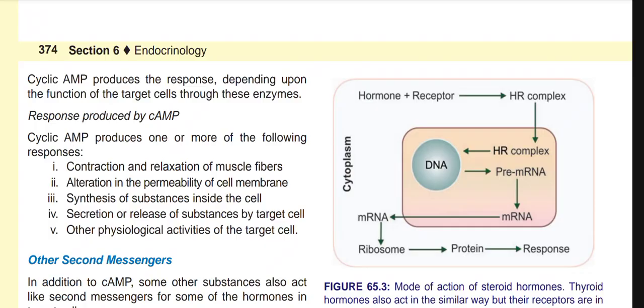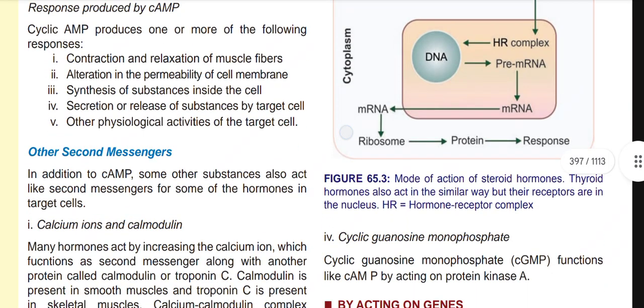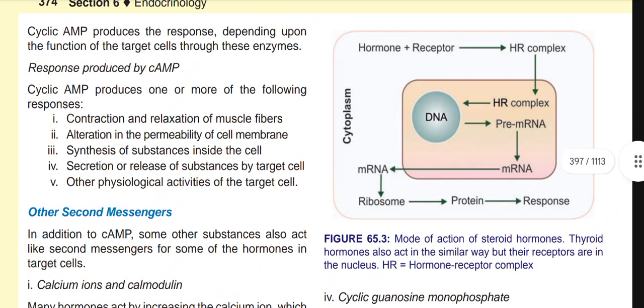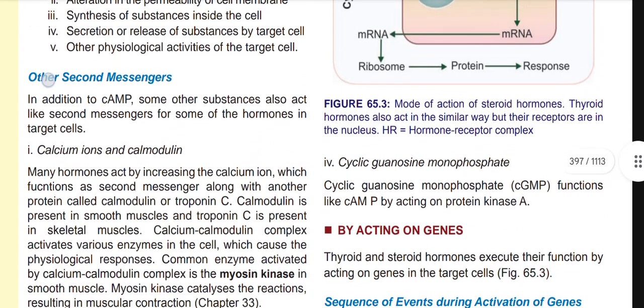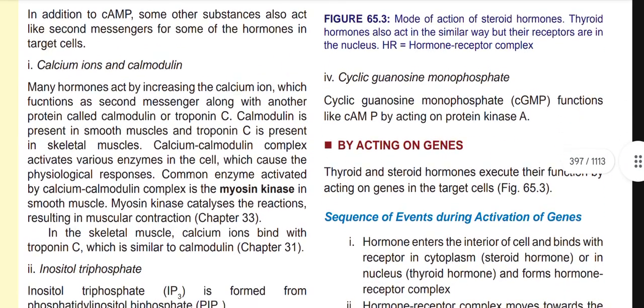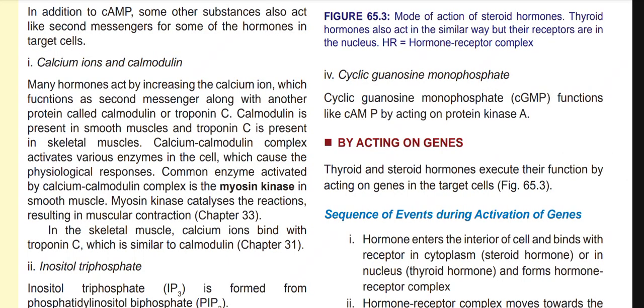Number 3, synthesis of substances inside the cell. Number 4, secretion or release of substances by the target cell. And number 5, other physiological activities of the target cell. Now, we have known about the main secondary messenger, that is cAMP. Other secondary messengers, in addition to cAMP, are some other substances that also act like second messengers for some of the hormones in the target cell, like calcium ions and calmodulin.